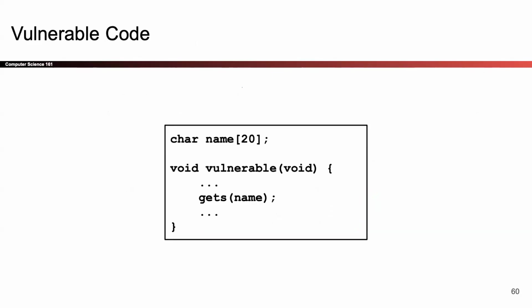So here's an example of some code that is vulnerable, some C code that is a classic example. In this C code, there is an array with 20 bytes allocated for that array. And then this code calls a standard library function, gets. How many of you have heard of the gets function?